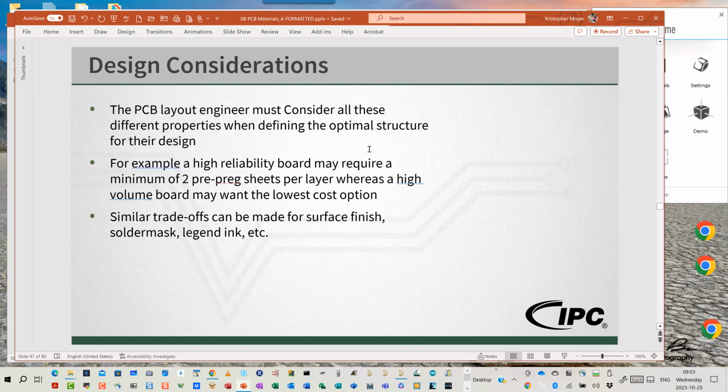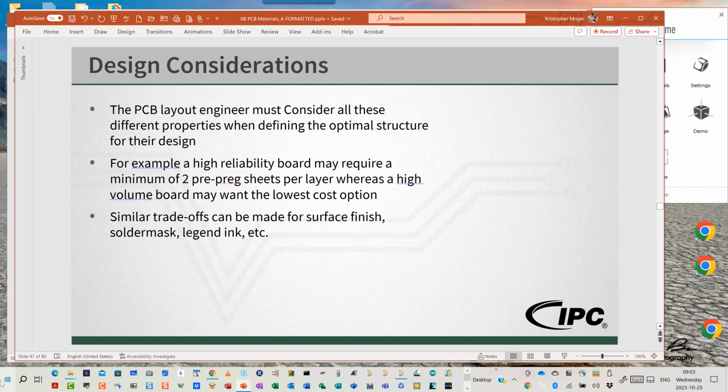So the general slide here just says, PCB layout engineers should consider all these different properties when defining the optimal structure for your design. And just as an example, I used high reliability, so a mil-aero board, right? A high reliability guy might say, I want a minimum of 2 sheets of prepreg per layer, whereas a high volume consumer guy might say, I want the lowest cost option. I'm willing to go with a single thicker sheet just to keep my cost down.